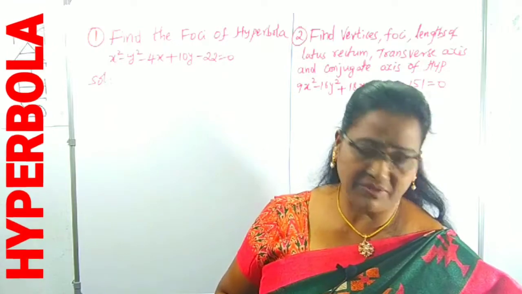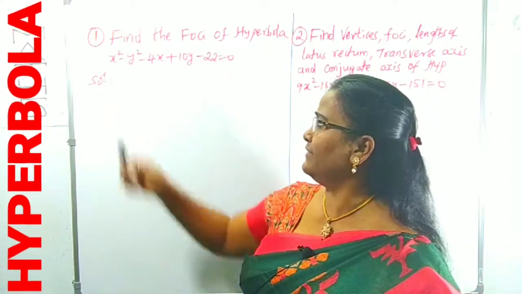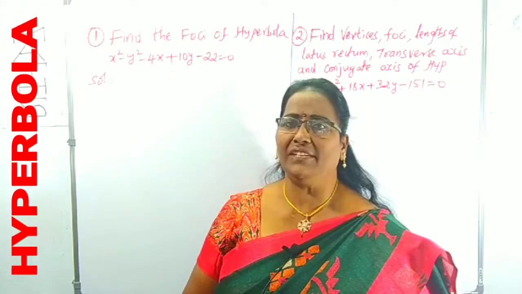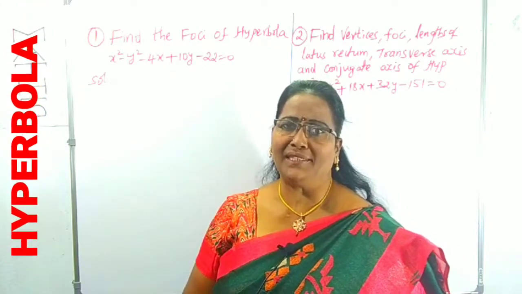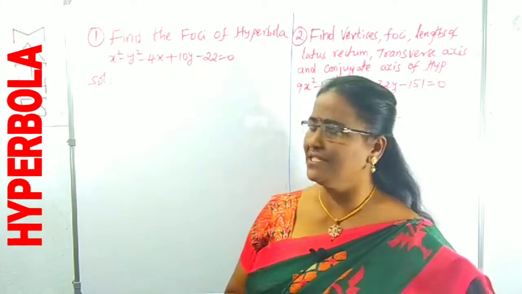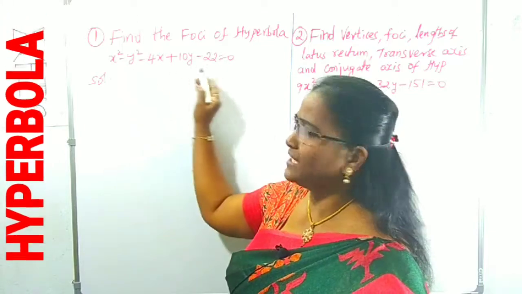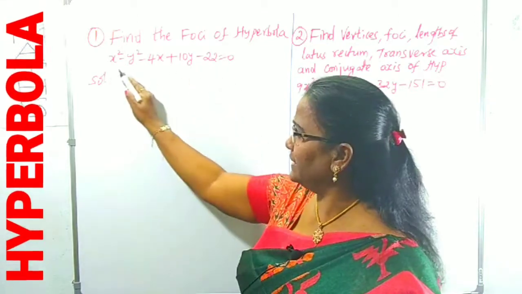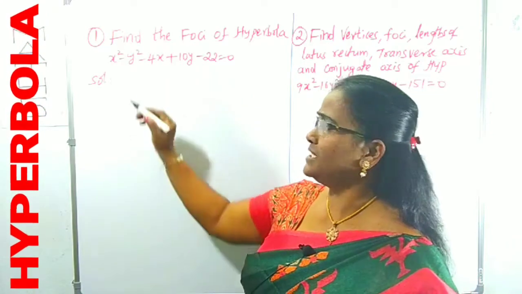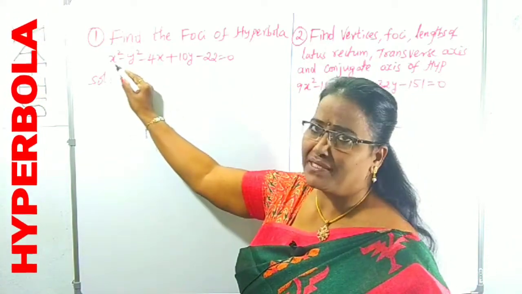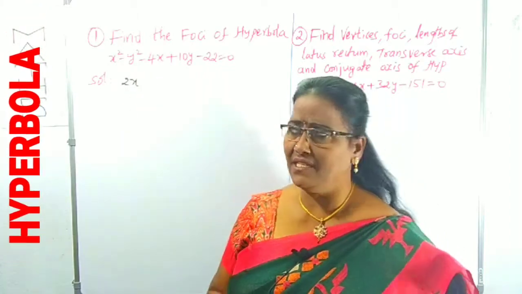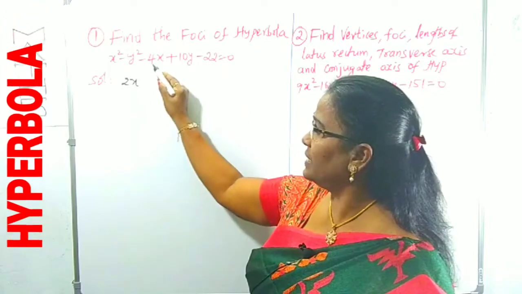For the center, we simply differentiate the equation with respect to x by treating y as a constant. Similarly, differentiate with respect to y, treating x as a constant. Those are called partial differentiations. So first I find the center by differentiating with respect to x. For example, the first term x square has derivative 2x, and y square has derivative 0.